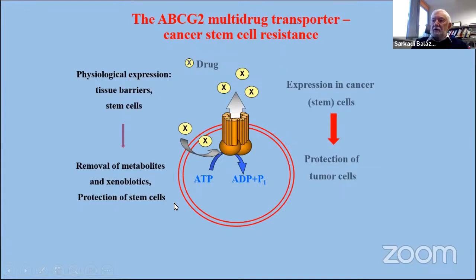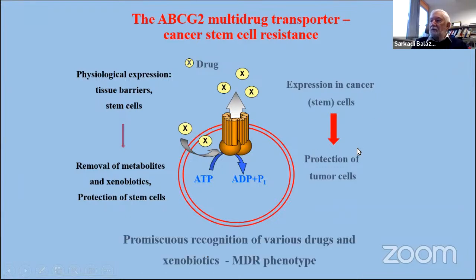So if it's present in cancer stem cells, although the physiological expression are in tissue barriers, normal stem cells, and it's related to the removal of metabolized xenobiotics and protection of stem cells, if it's expressed in cancer stem cells, then it protects the tumor cells, and it's because it shows a promiscuous recognition of various drugs and xenobiotics. It shows an MDR phenotype.